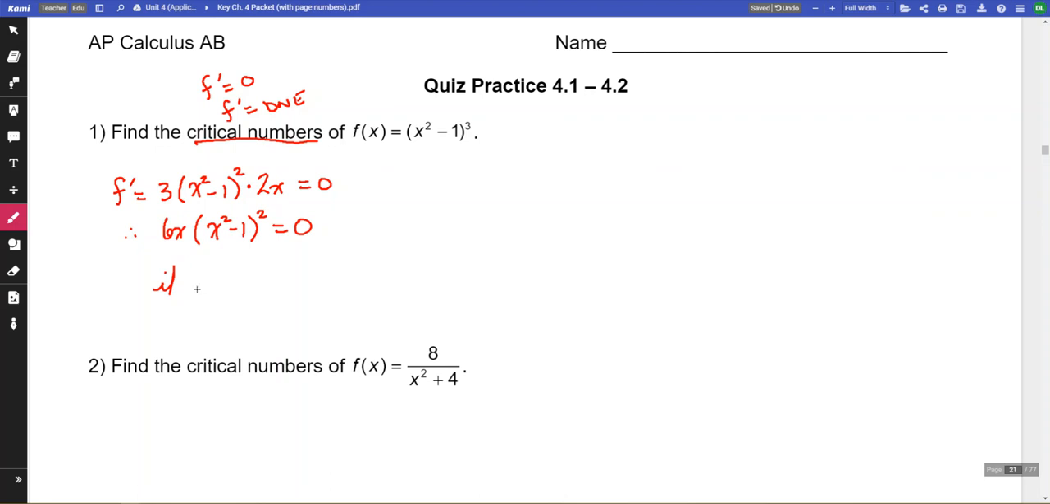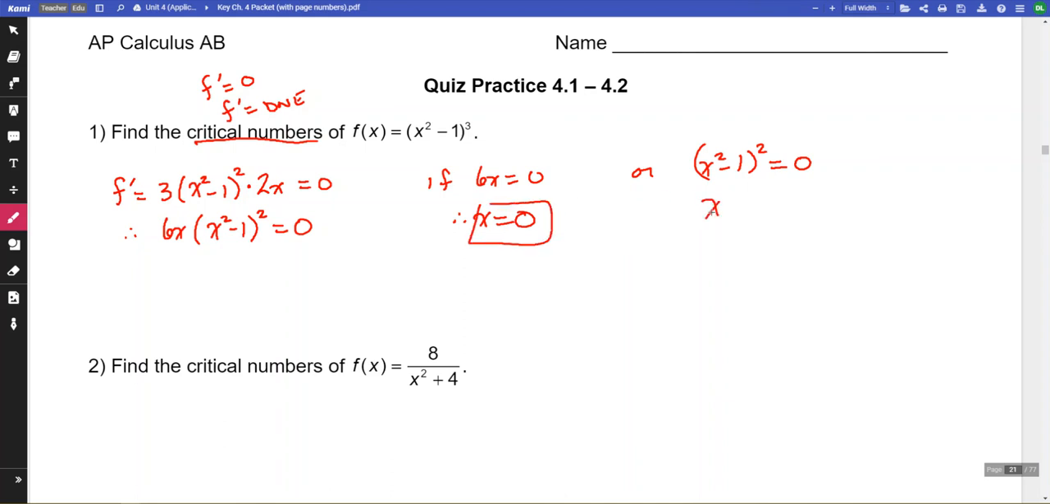Let's make this a little bit easier for y'all. This is going to be if 6x is 0 or (x squared minus 1) quantity squared is 0. So therefore, x equals 0. That's one of our critical numbers. Or x squared minus 1 is 0, so x is plus or minus 1. So we happen to have three critical numbers for our particular function.